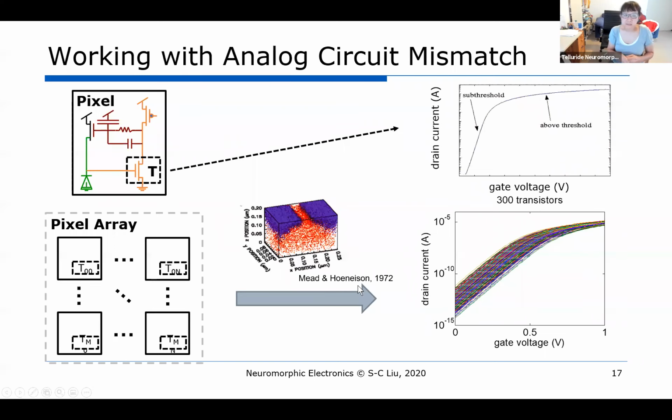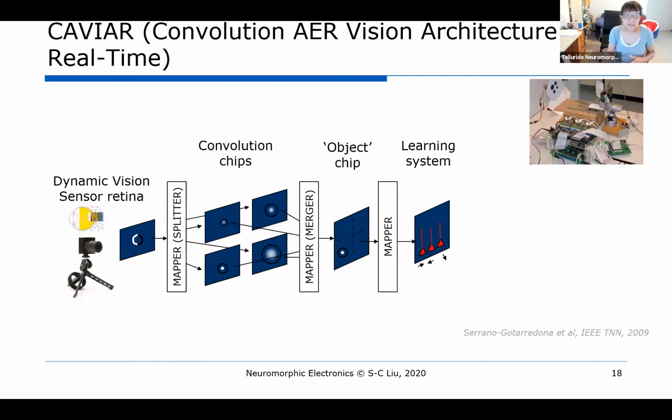Because of this, when you work with these neuromorphic circuits that have analog transistors, you have to worry about mismatch, right? And there are ways to get around it. Even in this Cavea system that I just showed, we had to get around this. Toby Delbruck will talk about one of the ways that you can do this within the DVS pixel, and you can hear more about it in this tutorial.